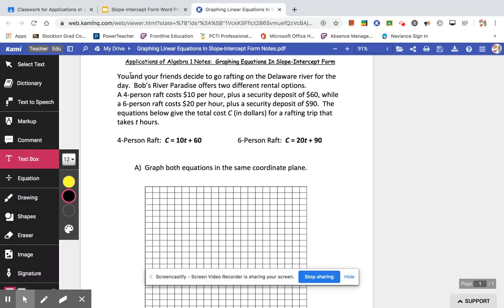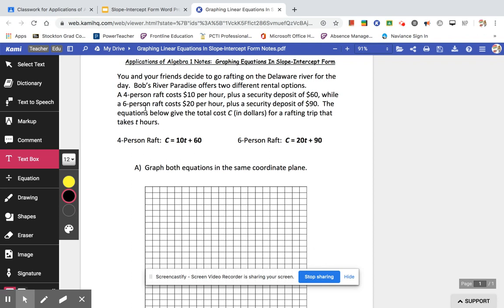So they're going to give you the word problem, so I'll give you a second to read that to yourself. It's saying you and your friends decide to go rafting on Delaware River for the day. Bob's River Paradise offers two different rental options: a 4-person raft costing $10 per hour plus a security deposit of $60, while a 6-person raft costs $20 per hour plus a security deposit of $90. The equations below give the total cost for a rafting trip that takes T hours.